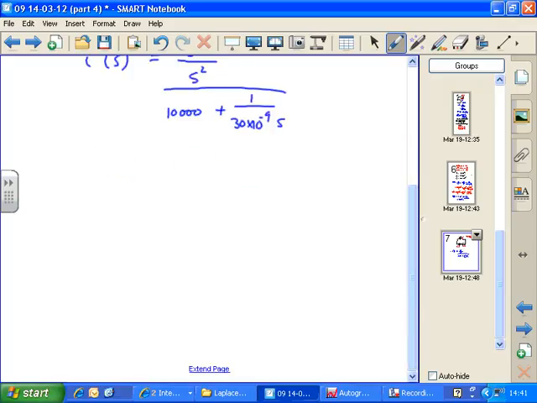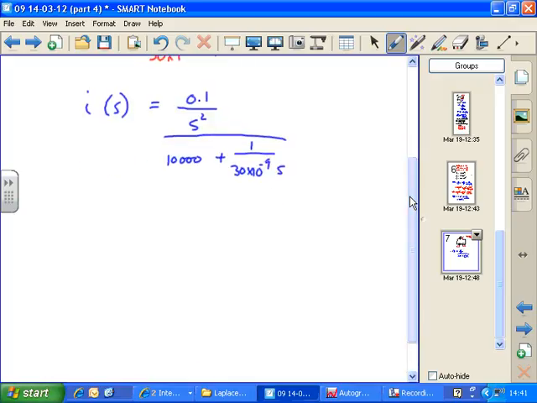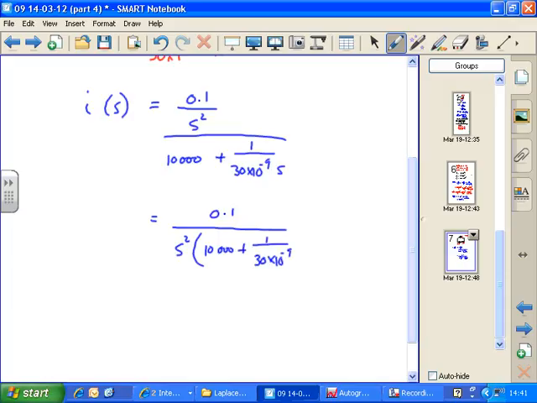So now it's just a case of tidying up. Let's see if we can make it a little bit more straightforward this time. So 0.1 over S squared into 10,000 plus 1 over 30 times 10 to the minus 9 S.